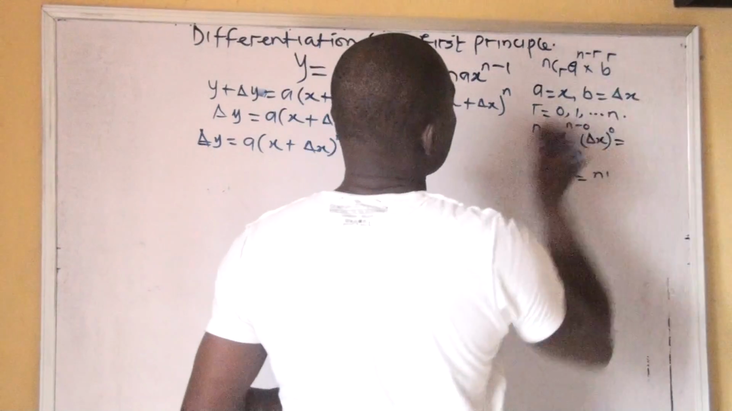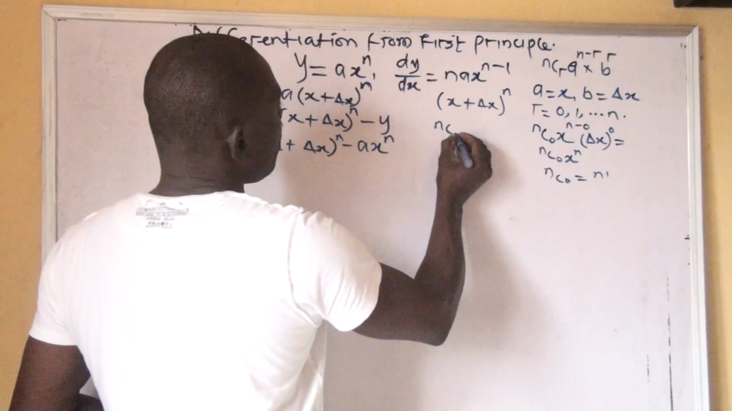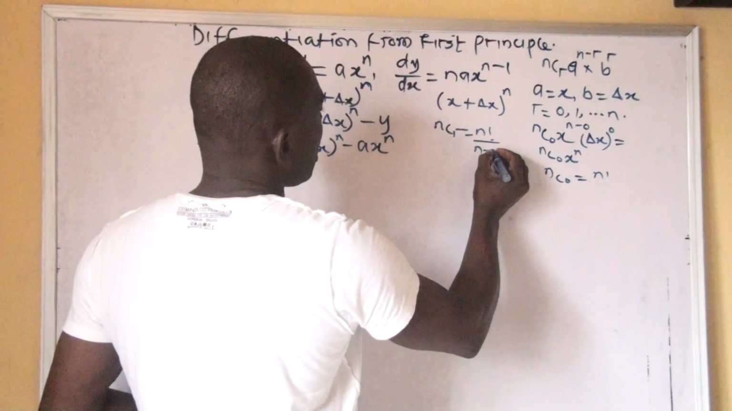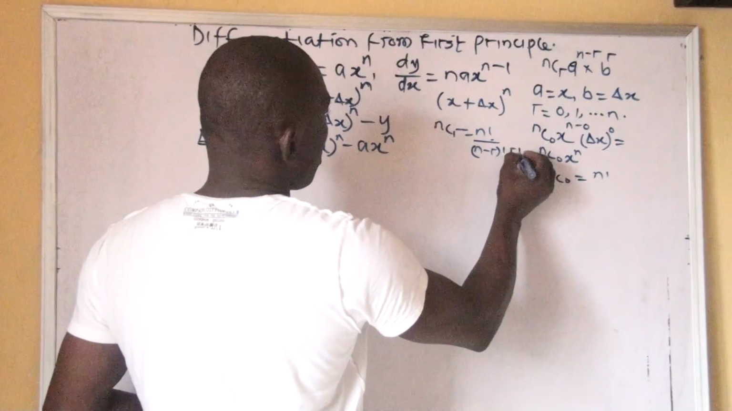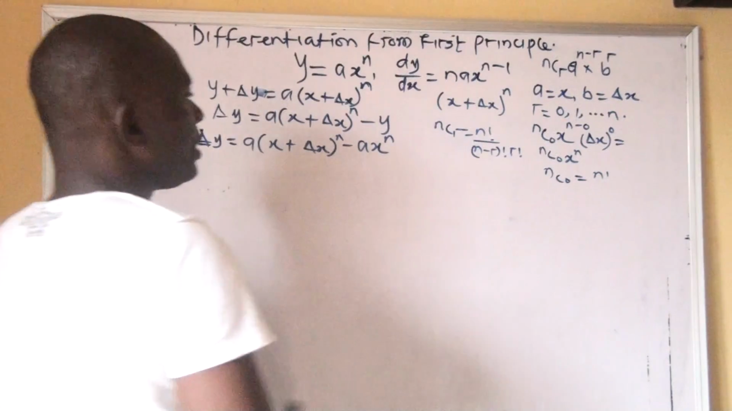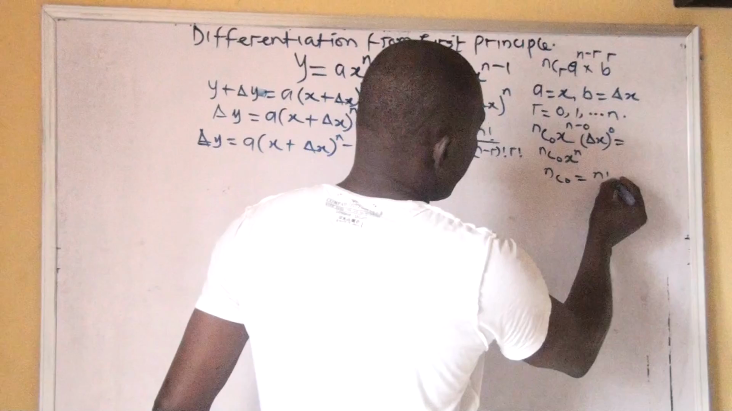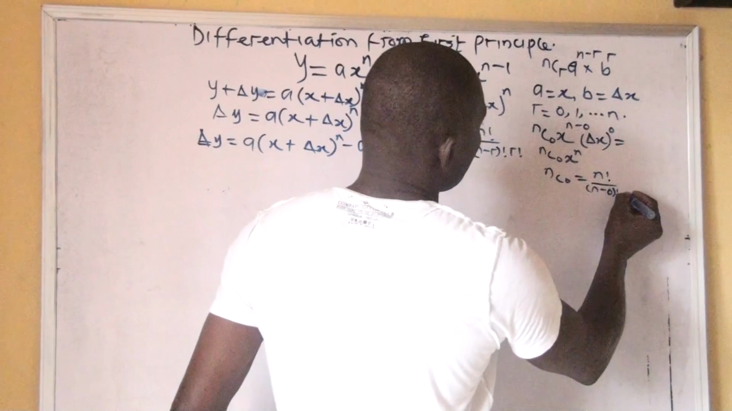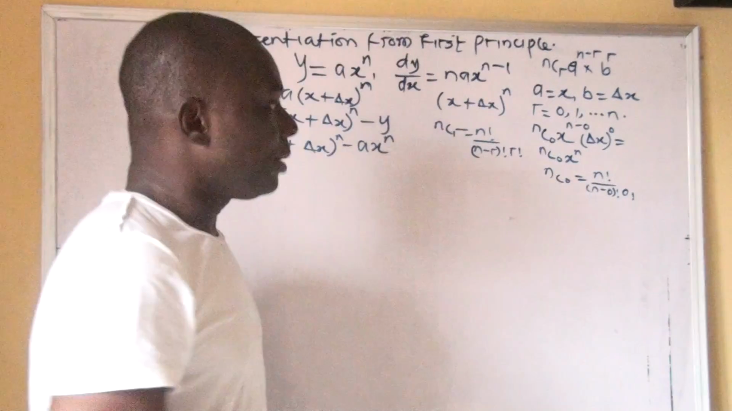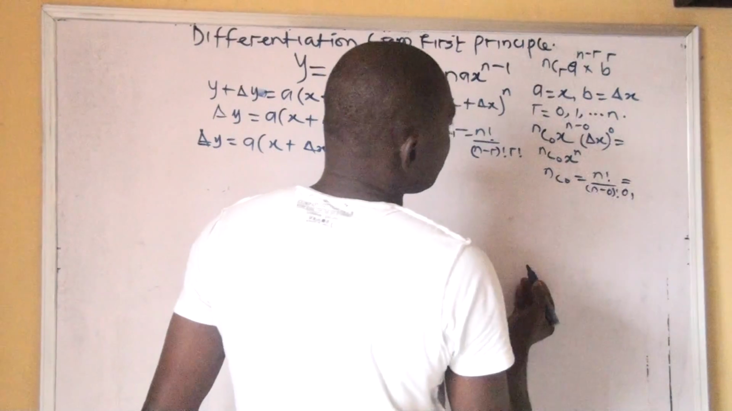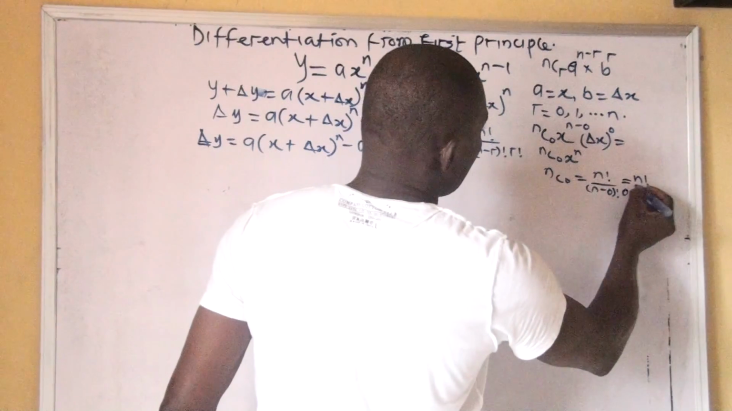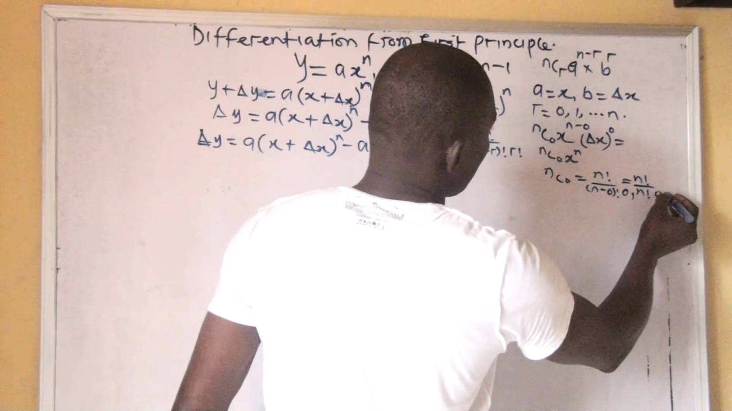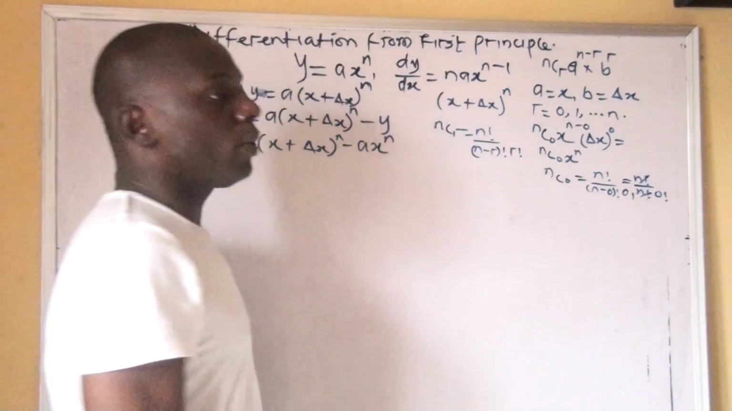Please let me put it here. n combination r simply means n factorial all over n minus r factorial, times r factorial. This is the formula. So n combination 0 becomes n factorial all over n minus 0 factorial times 0 factorial. N minus 0 is n, so that gives us n factorial over n factorial, then 0 factorial. So n factorial goes with n factorial, and we know that 0 factorial is 1.